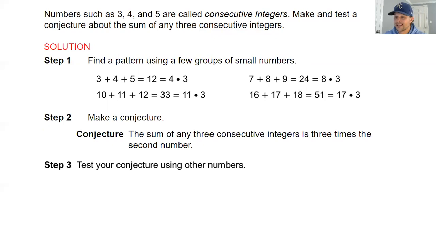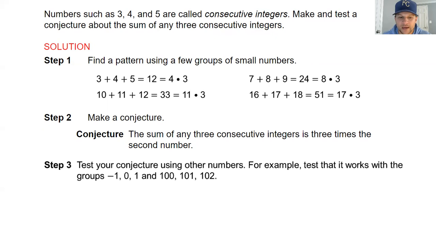So we're going to test that on another set of numbers, knowing what the conjecture is in mind. So let's try with -1, 0, and 1. You add those together, you get 0, and we're going to take that 0 times 3, which is our middle number, and that gives us the exact same thing. So it works with both positive and negative, because the rule for integer is just a whole number that could be a positive or negative.